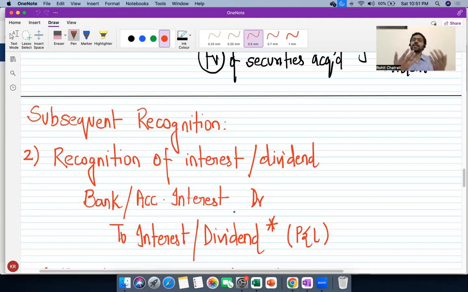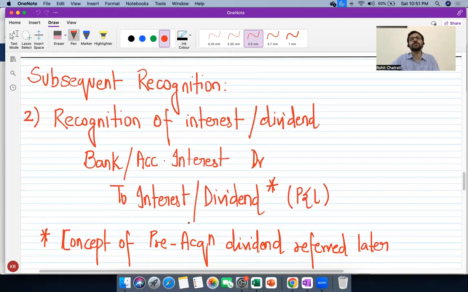I'm creating an asset in the form of interest receivable. I have interest which is receivable from the company, and I'm actually going to show it as an asset on the balance sheet in the form of accrued interest, and the corresponding credit will still be interest income. So if I've received it, it will be bank account debit to interest income. If I've not received it, if I'm only accruing it, then it will be accrued interest asset debit to interest income. Accrued interest is an asset which is reflecting interest receivable, and I will be showing it on the balance sheet on the asset side.